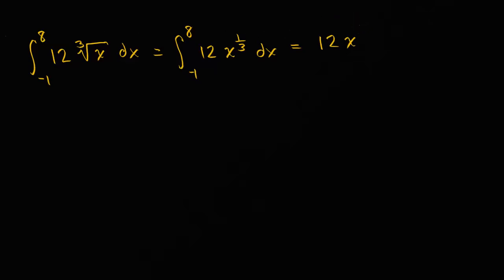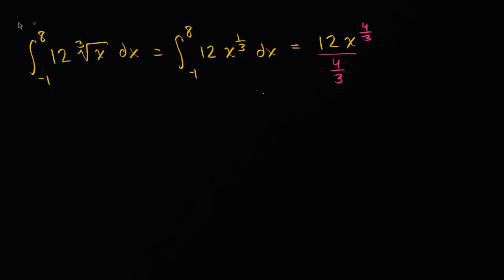Let me do it in another color just so we can keep track of it. x to the 1/3 plus 1, and then we're going to divide by 1/3 plus 1. And so what's 1/3 plus 1? Well, that's 4/3. 1/3 plus 3/3, that's 4/3. So I could write this as x to the 4/3 divided by 4/3.